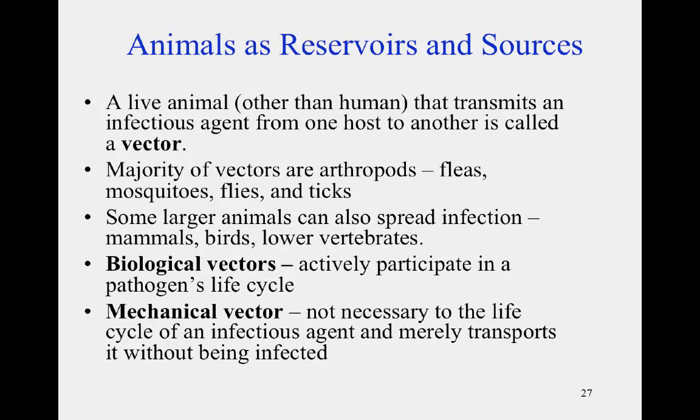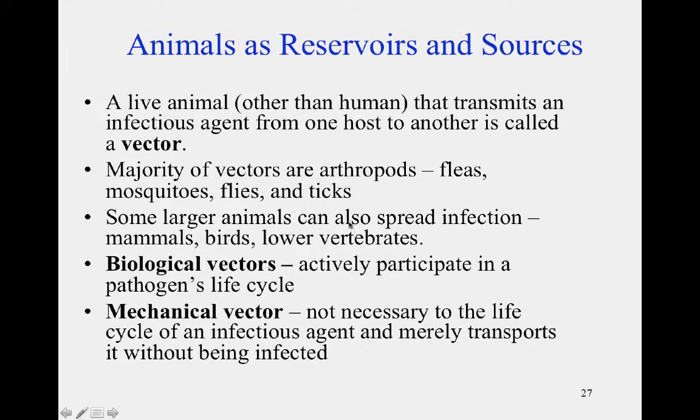Now, in the case where an animal is the source of the natural habitat or the reservoir for a pathogen, if it's a live animal other than a human, it's called a vector. Now, the majority of vectors are insects. So these are fleas, mosquitoes, flies, ticks. There are at least a few diseases in Connecticut with pretty high incidence here in the state that are vector-borne diseases, like Lyme disease. I know that's been on the rise. Also, in the case of mosquitoes, West Nile is a newly emerging infectious disease.